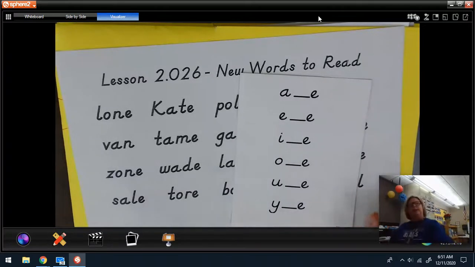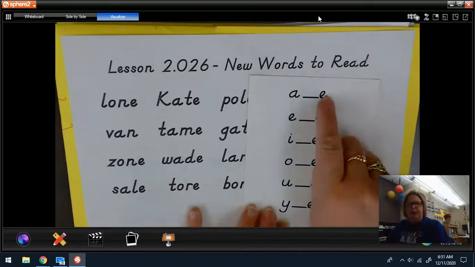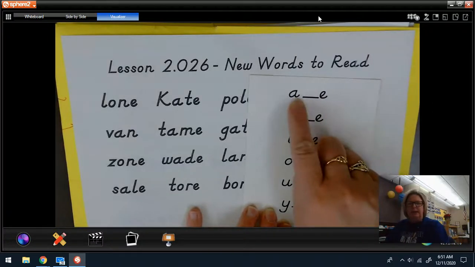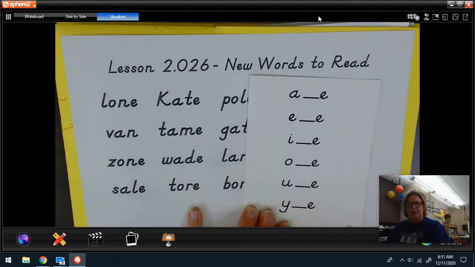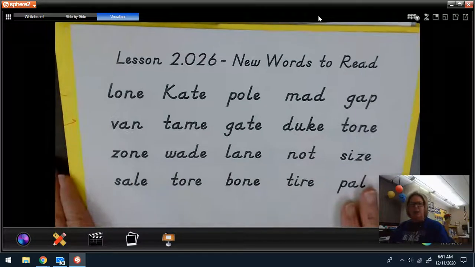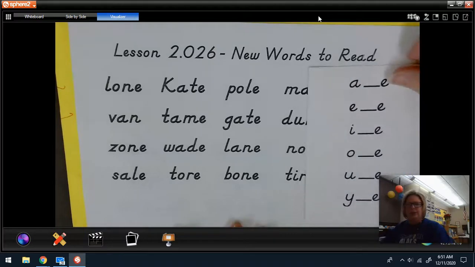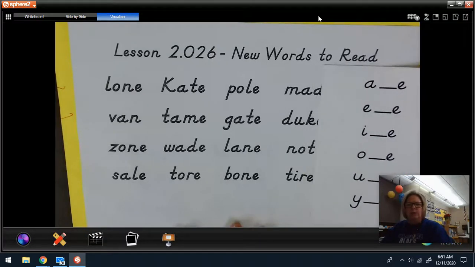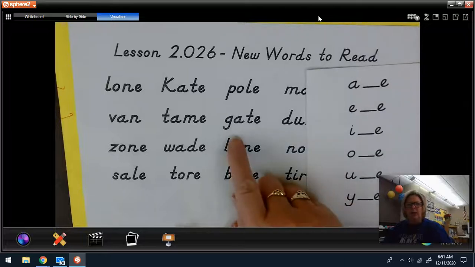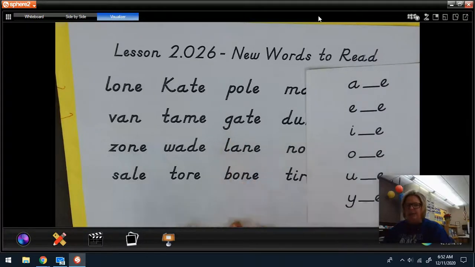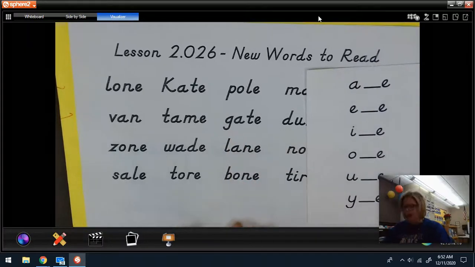There we go. So we've been working with that magic E, jumping over the consonant, making the vowel say its name. On this page, we have some new words to read. Some of these words follow the magic E pattern. When we see the word, we have to make sure that we look at the vowel and say its name, the name of the vowel.